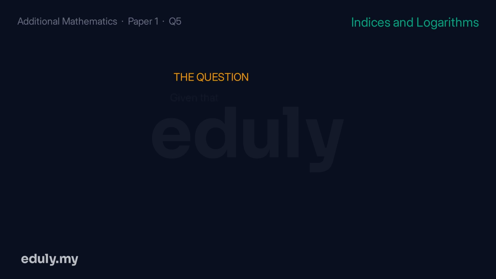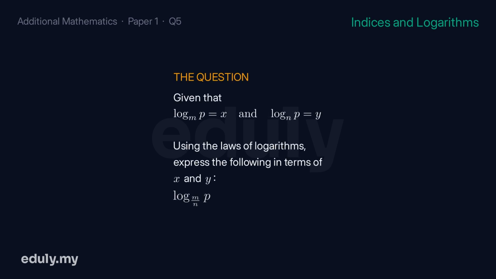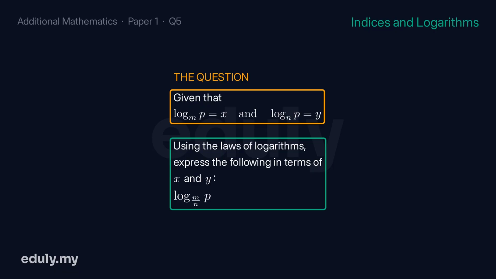Here is question 5. We are given two logarithms, each with a different base, and we need to combine them into a single expression with a new base. The given information: log base m of p equals x and log base n of p equals y. And what we must find: log base m over n of p, written in terms of x and y.